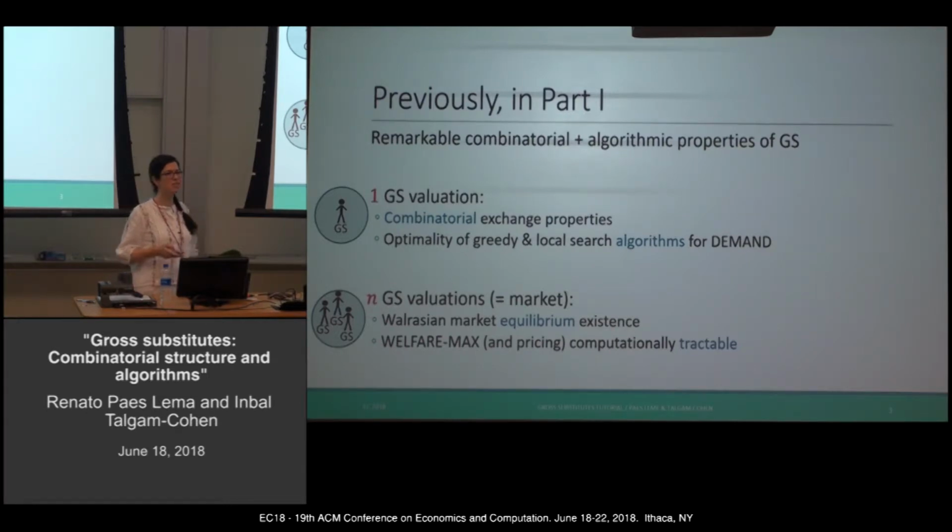So by the way, I think it's sometimes confusing. When do we refer to just a single GS function, and when are we talking about a market or a collection of GS functions? So I'm trying to use these pictures throughout the slides.